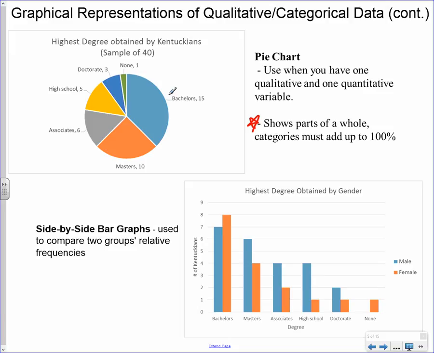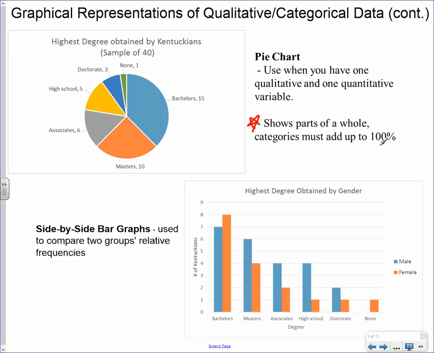Some other things we can use for categorical qualitative data is a pie chart. So a pie chart, of course, looks like this. It's going to be our circle graph. You're going to use this again when you have one qualitative, one quantitative variable. But it does have to show parts of a whole. So our categories have to add up to 100%. So everybody has to be included in at least one of these categories and only one of these categories.